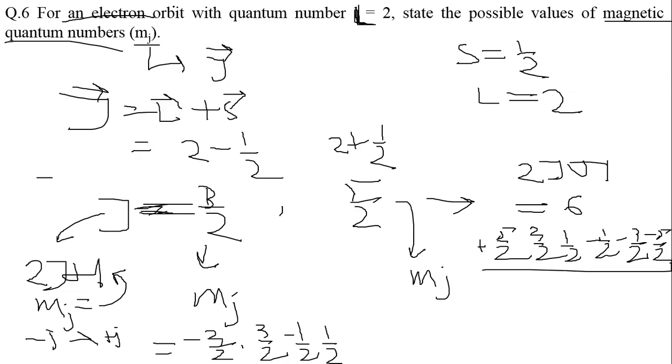So for an electron which is orbiting in a state of L equal to 2, the possible values of mj: there are 6 possible values for one and 4 for the other. So in total we can get 10 possible values of mj. These 4 values correspond to j equal to 3 by 2 and these 6 values correspond to j equal to 5 by 2.